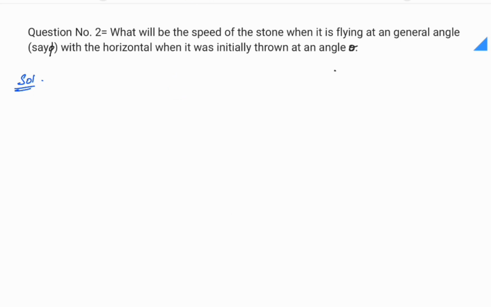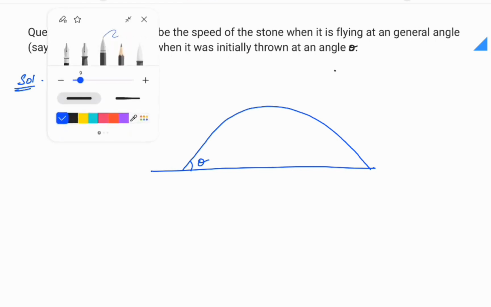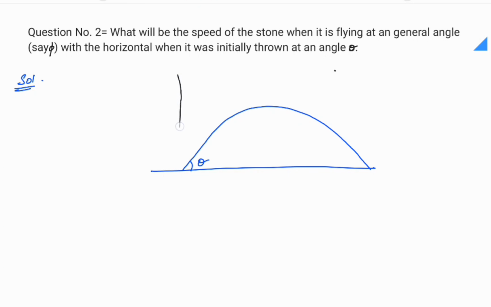Let's see. Here we are having a plane surface and we have thrown a projectile. We have thrown a stone like this. This angle is theta, as the question says, when it was initially thrown at angle of theta. Now, first what we need to draw? We need to draw a y-axis. We are drawing the y-axis, and draw the x-axis. This is my x-axis.